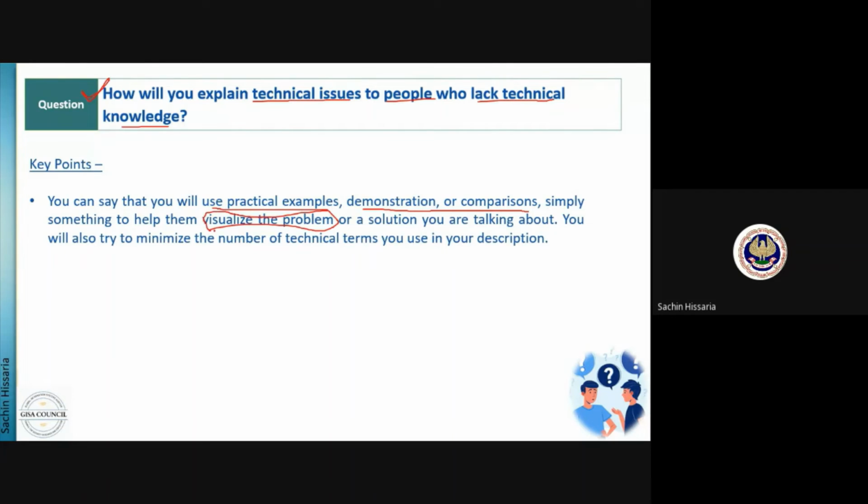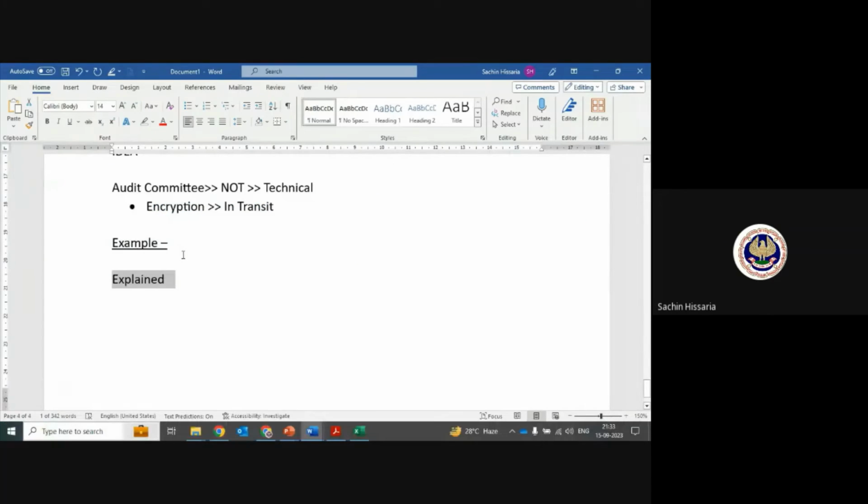Now this is very important. You will say something so that they can visualize the problem or solution you are talking about. And while explaining this observation, you have to use minimal technical terms. For example, let's take an example. Suppose during an audit, I have noted that there was one application where encryption in transit was not there.